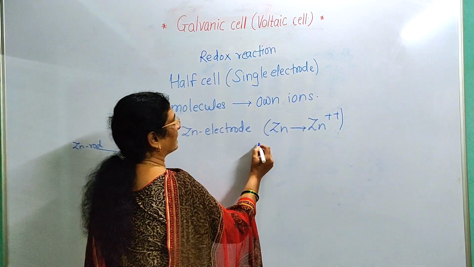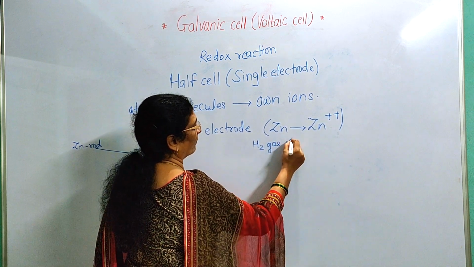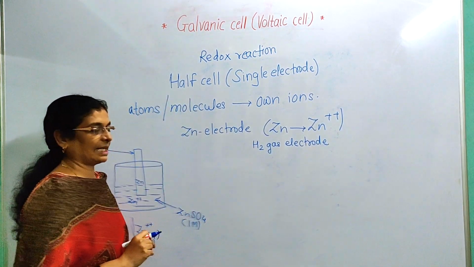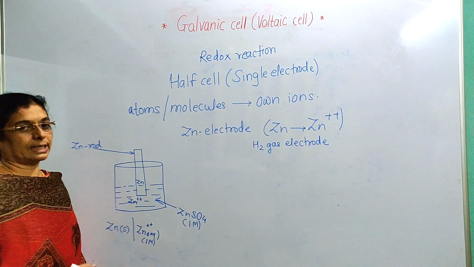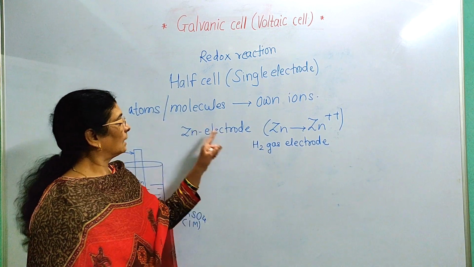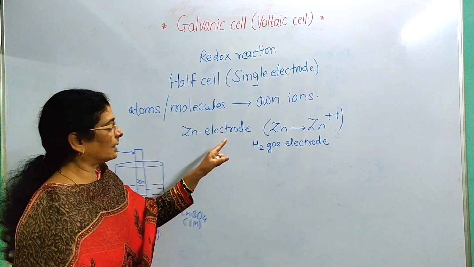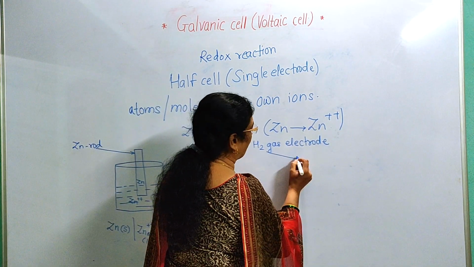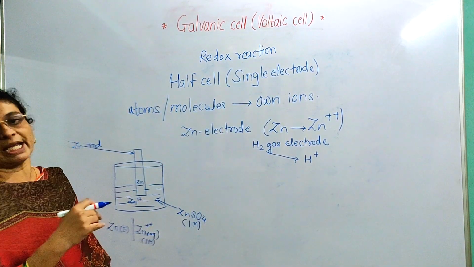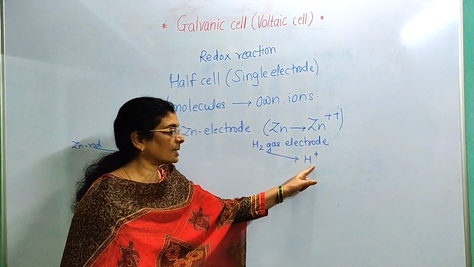Suppose we have to prepare the gas electrode. For example, a hydrogen gas electrode. Like the metal electrode, there is another type of electrode which is called a gas electrode. The method is different, but the condition is the same. Gas is in the state of molecules, so we have to take hydrogen molecules. And these hydrogen molecules must be in direct contact with the ions of the gas. Which are the ions produced by hydrogen gas molecules? H+ ions. So H2 molecules must be in direct contact with H+ ions.